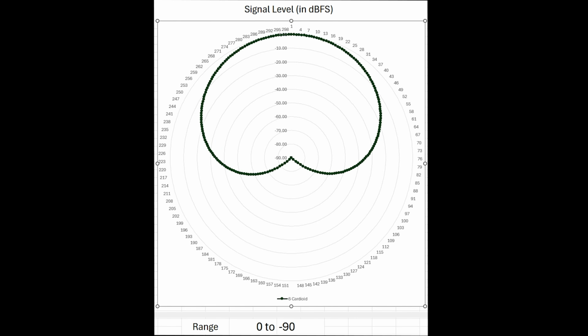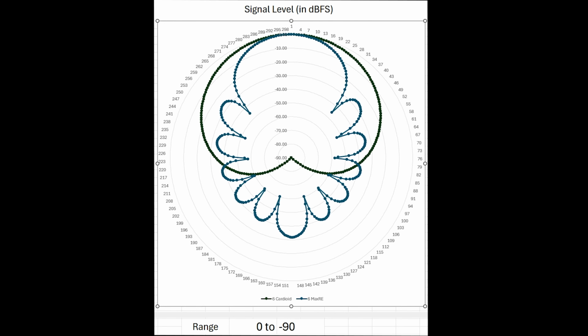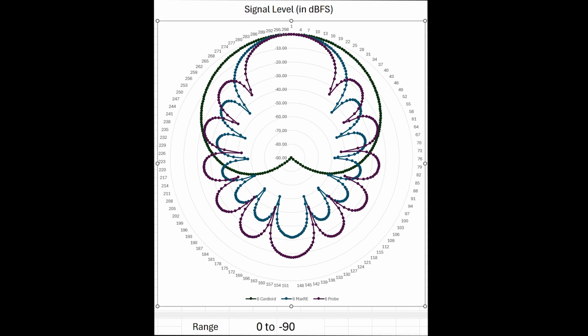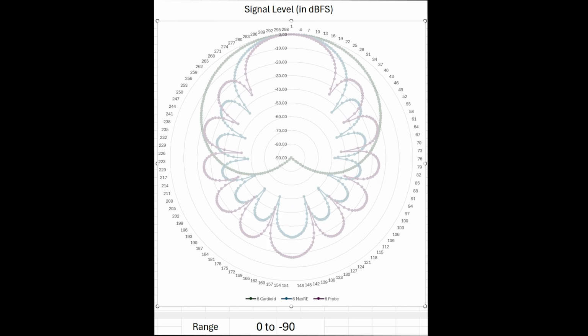On max-re, you can see that you have a lot of things going on the sides and behind. And in probe, you can see that it's really, really busy on the sides and behind, okay? So what happens if we explore the Audio Brewers sixth order beam? Let's check it out.